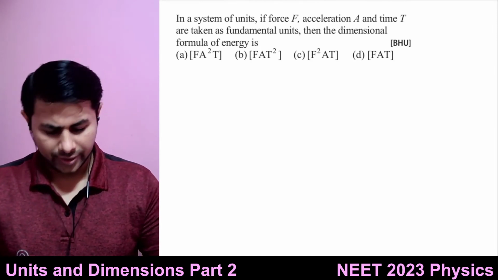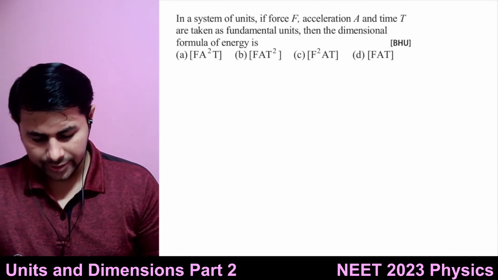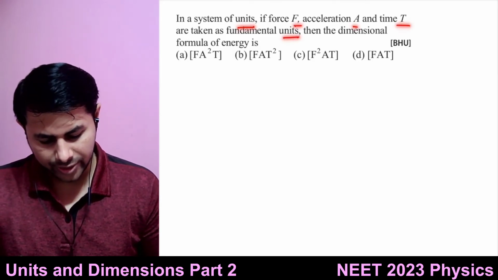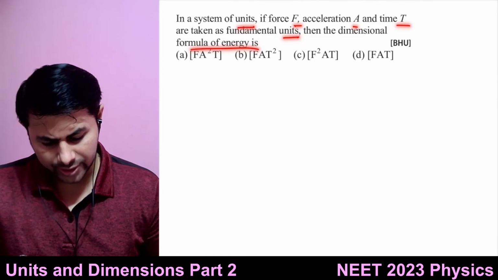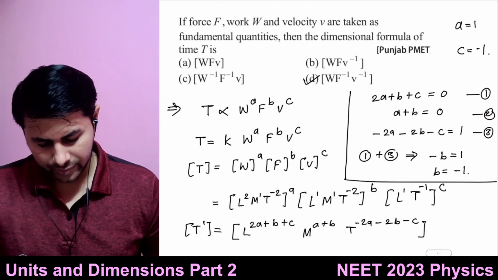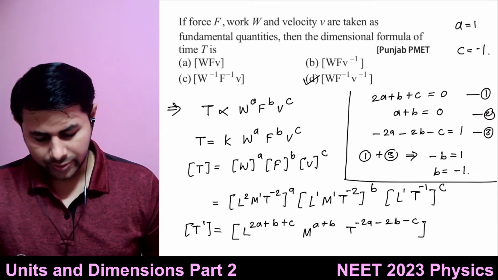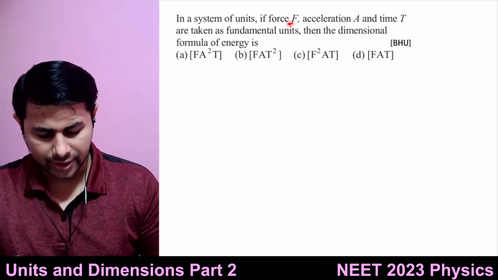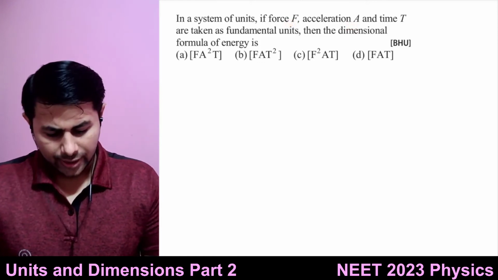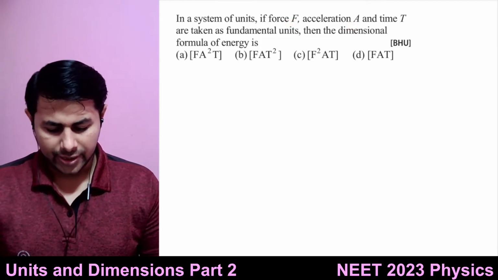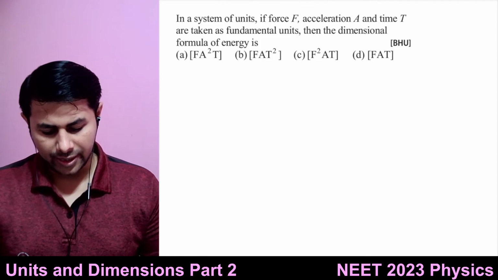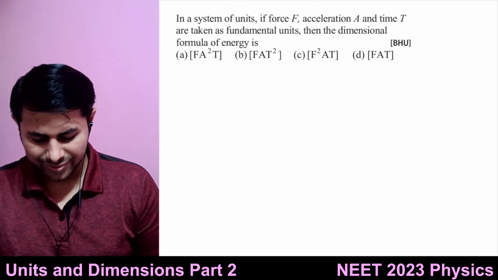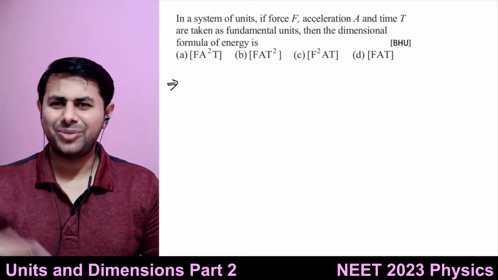Next question. In a system of units, if force, acceleration and time are taken as fundamental units, then the dimensional formula for energy is, is it repeated? Oh no, the quantities are changed; earlier it was velocity. Force, acceleration and time are taken as fundamental units, then the dimensional formula for energy is, okay. So what to do? Shall we do all the process?